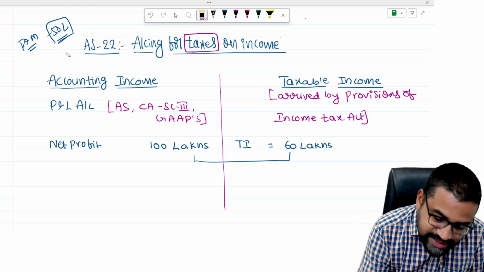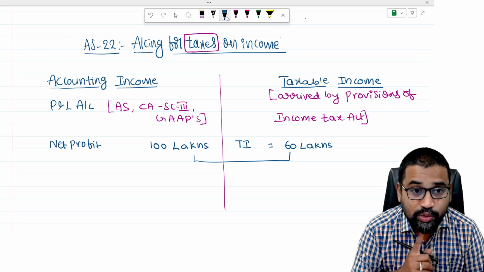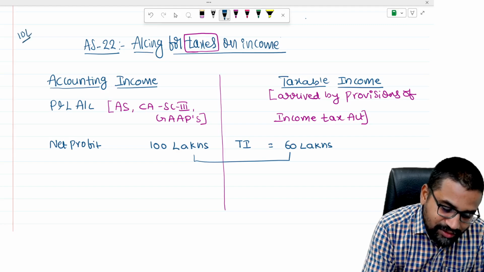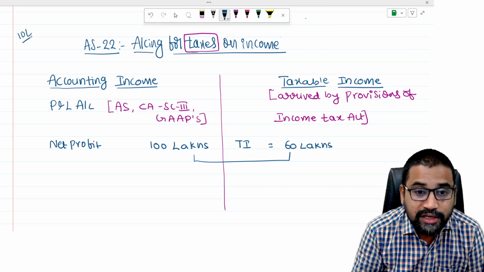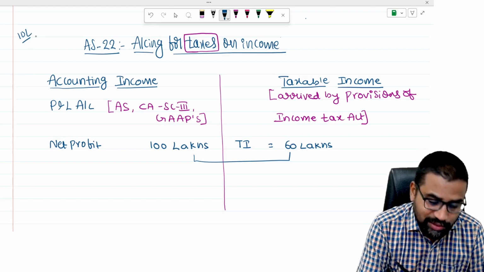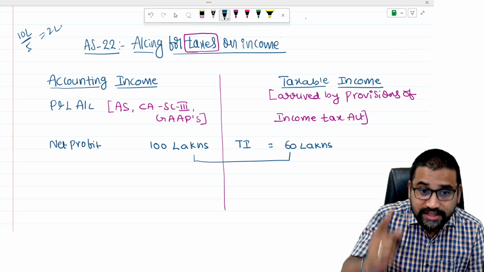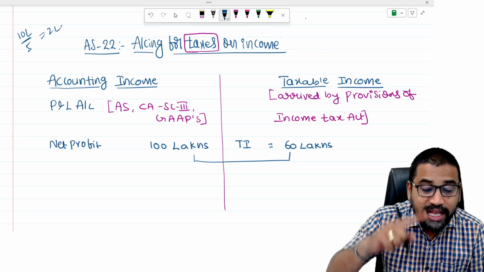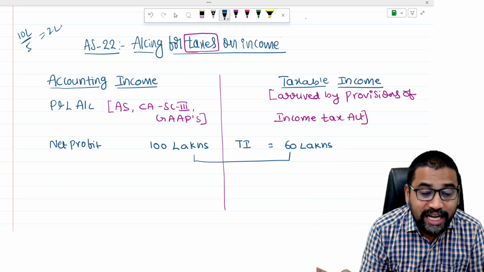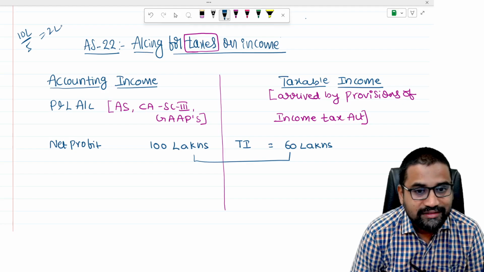Because there is a separate set of provisions in the Income Tax Act. Similarly, one more example I told, preliminary expenses. Suppose we incurred 10 lakhs. We directly debit it to the P&L account. But the Income Tax Act says, as per section 35D, we don't allow this 10 lakhs at a time. We allow it over a period of 5 years. That means every year only 2 lakhs is allowed. In P&L you debited 10 lakhs, but when arriving at taxable income you consider only 2 lakhs deduction. The remaining 8 lakhs will be allowed over the next 4 years. That means there is a difference in this year.